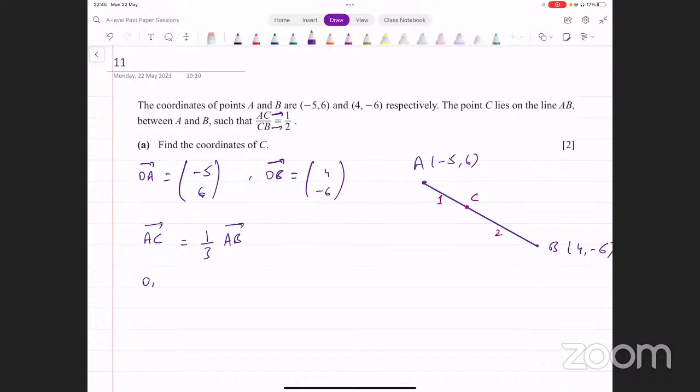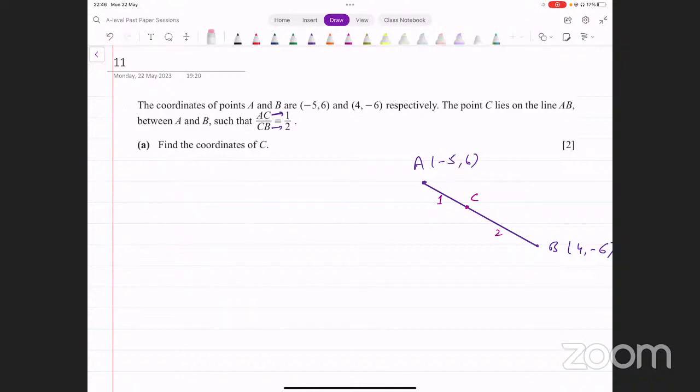So AC क्या आएगा? That will be OC minus OA. And here we would have 1 over 3 into OB minus OA. OB आपको पता है, OA भी पता है, OC आप यहाँ से निकाल सकते हैं. दैट्स वन पॉसिबल वे ऑफ डूइंग दिस. ठीक है, आप उसको वेक्टर से इस तरह से कर सकते हो. बट दिस इज अ क्विकर वे ऑफ डूइंग दिस. लेट्स डू इट दैट वे. थिंक अबाउट इट.